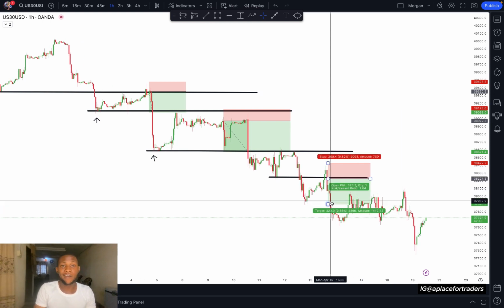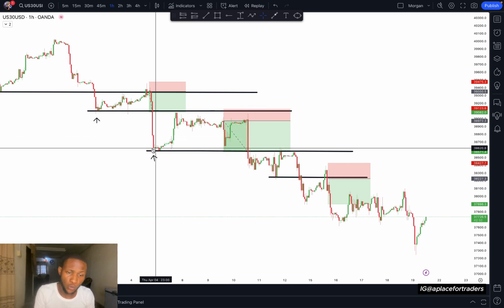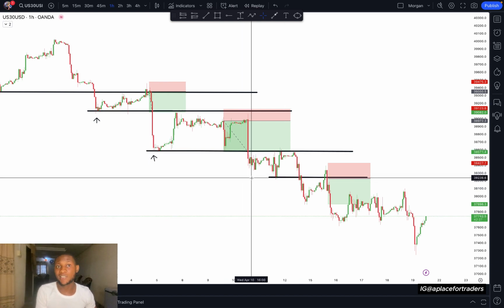Some people like to have a 1 to 1, a 1 to 2, a 1 to 3, or a 1 to 4. Right? You can also target your 1 to 1s or 1 to 2s or 1 to 3 or 1 to 4, whatever the case may be. But I always advise to have targets at the previous low that the market has already made for you, because you don't want to be predicting where the market is going to go next.